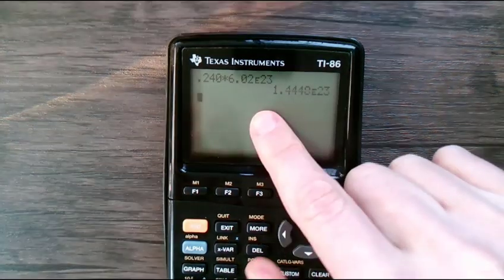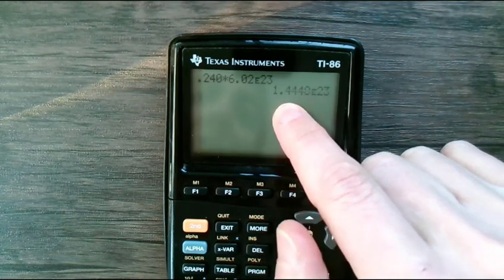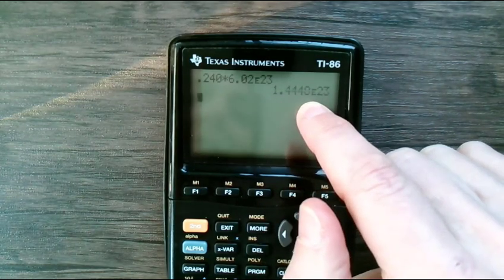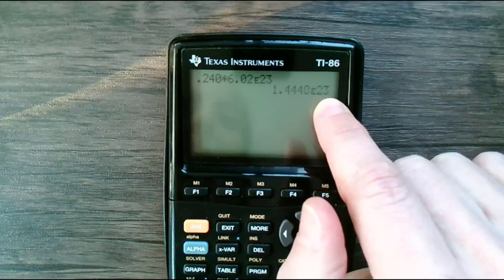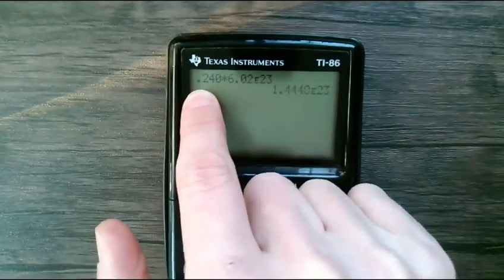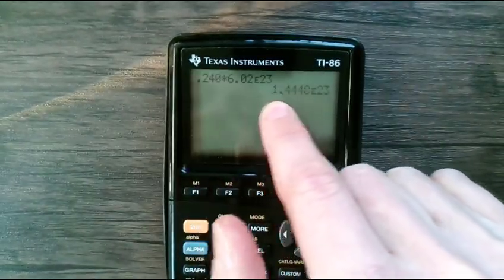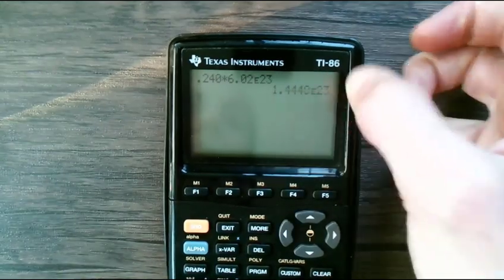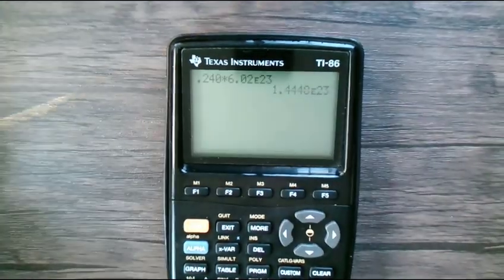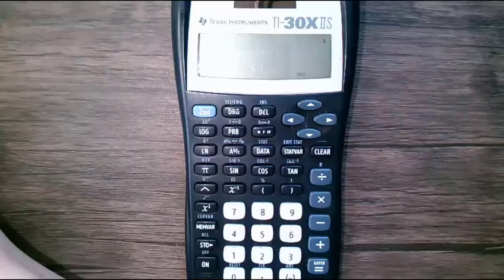You hit enter, and our answer should be 1.4448 times 10 to the 23rd. I only want to end with 3 significant figures, so I'm going to go 1, 2, 3. So 1.44 times 10 to the 23rd. I'll show you on another calculator I have here.